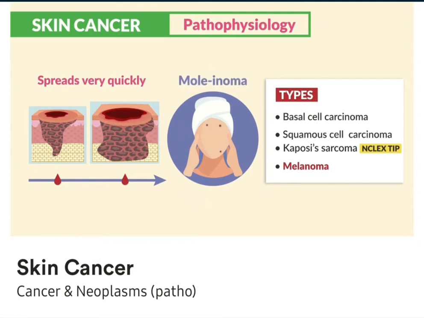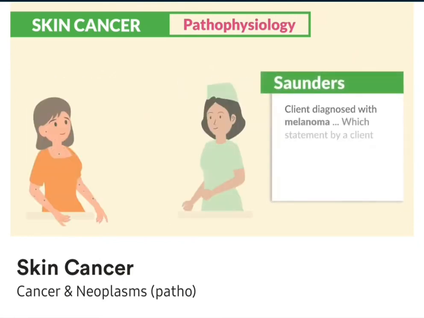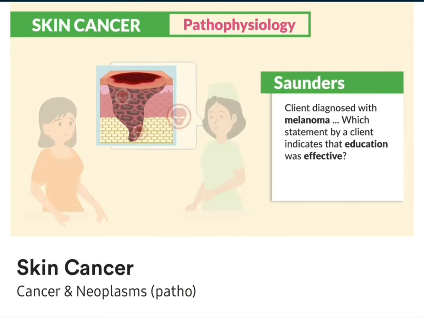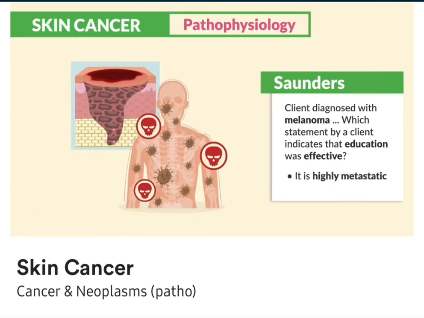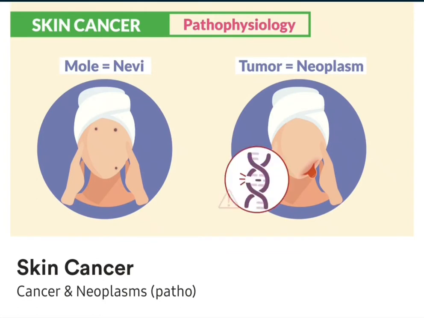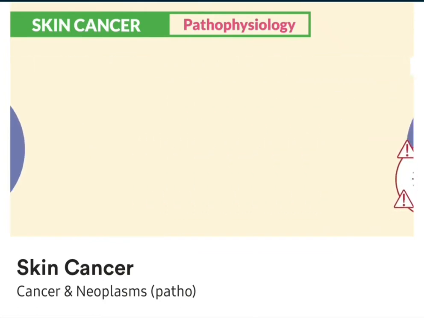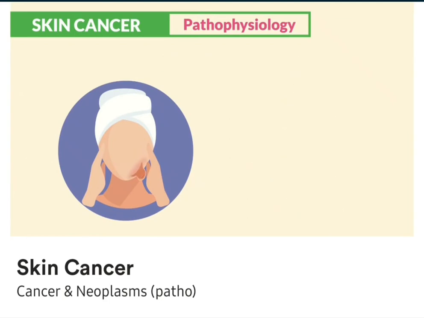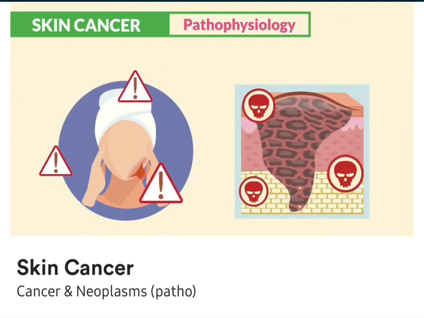So we call it melanoma. Now, Saunders mentions a client diagnosed with melanoma, which statement by a client indicates that education was effective. It is highly metastatic. Now, to define some terms, a mole is called a nevi, and a tumor is called a neoplasm that develops if there is a DNA mutation. Now, some tumors can remain benign and stay well contained, while some become malignant and very deadly.